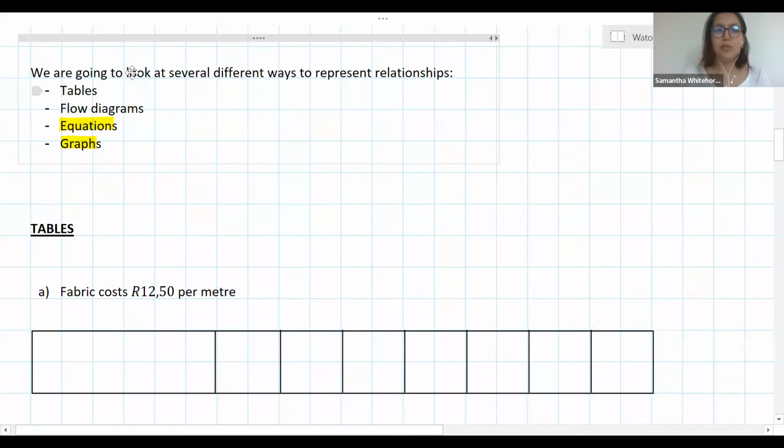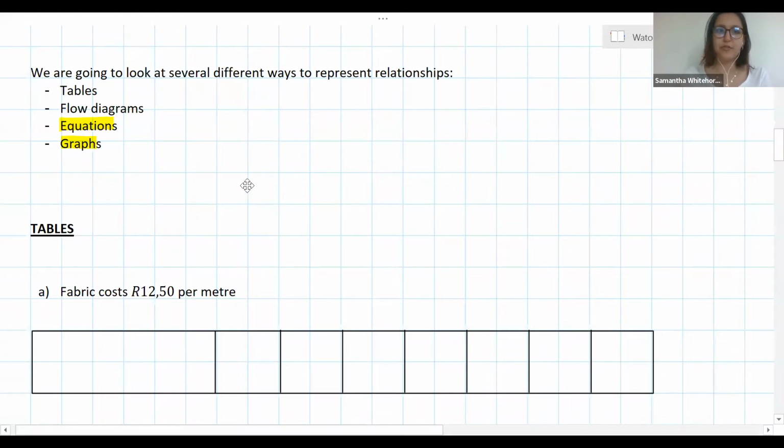Our first way to represent relationships is through a table. Whilst we're not going to use tables all that often, because hopefully we're going to become more comfortable with equations and what they're saying about the type of graph we're looking at, a table is your go-to if you don't know what you're doing. If you get given an equation or a relationship and you have no idea how to represent it, a table is a really good place to start.